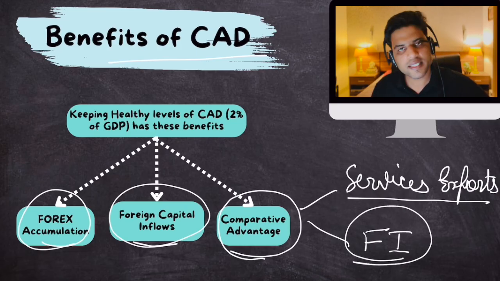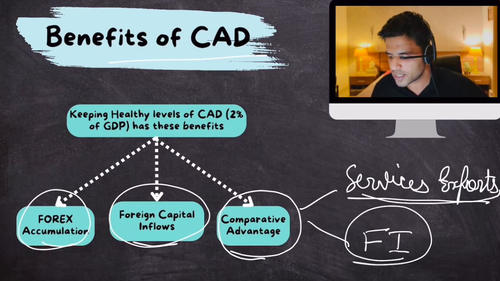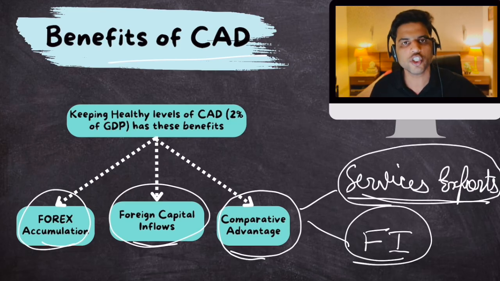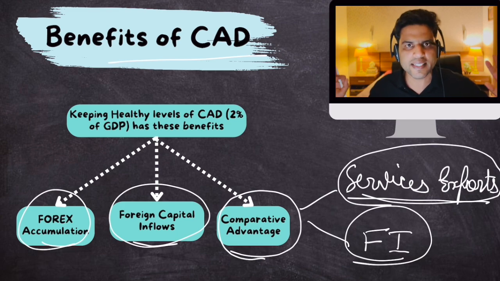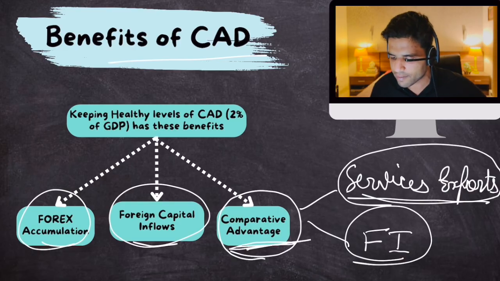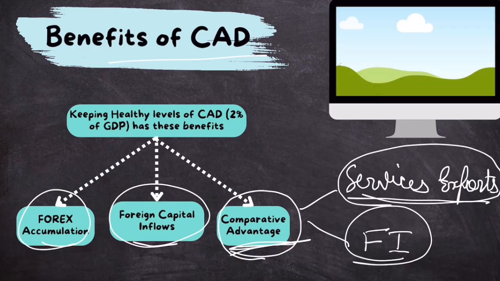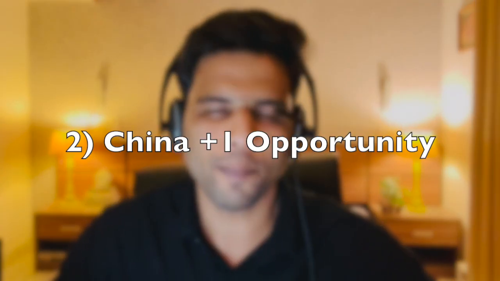Okay. So this is our comparative advantage. Services exports are our comparative advantage. Rather than looking for absolute advantage where we have everything excellent, that is not possible. India should focus on its comparative advantage. All right. Make sense? Now let's talk about the second topic, which is the China plus one opportunity.